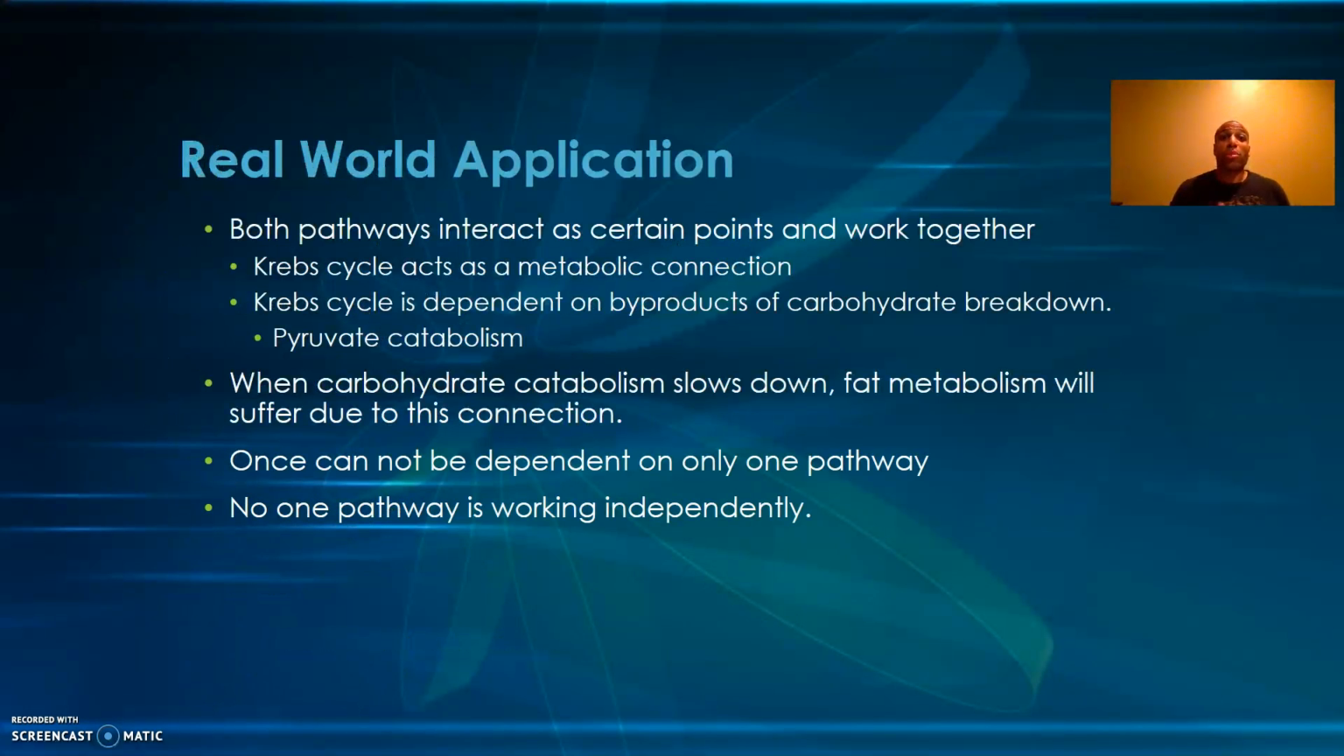Lastly, I want to talk about this real world application and especially why we cannot be dependent on one system working. The reason is that both of these pathways interact at certain points and they work together, especially at this Krebs cycle, or the citric acid cycle. That's that metabolic connection here. For that cycle to run, it's dependent on certain byproducts from carbohydrate utilization. So if carbohydrate utilization runs down or slows down due to depletion in substrates or so forth, fatty acid metabolism will slow down as well. So one system does not work independently without the other.